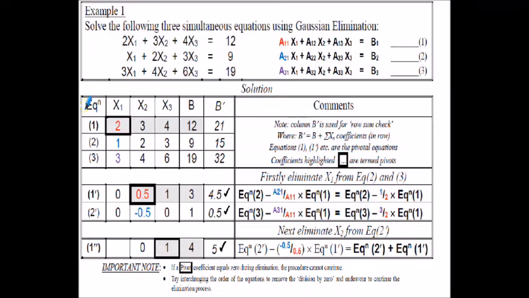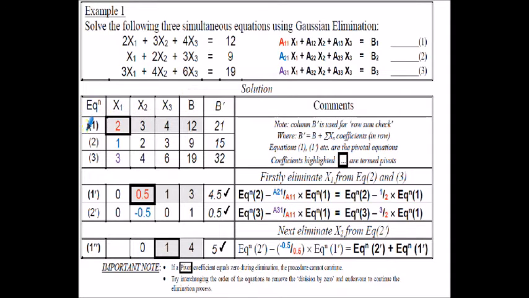So in the table below, we've got the equations on the left hand side, equations 1, 2 and 3. We've got the x1 coefficients, x2 coefficients, x3 coefficients, and b is the constants on the right hand side, and the b dash column shown here is what we use for the row sum check. I'll show you how that's used as we progress the solution.